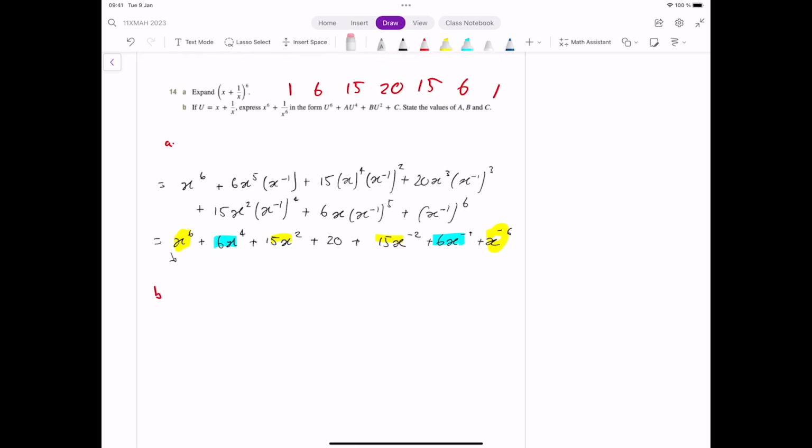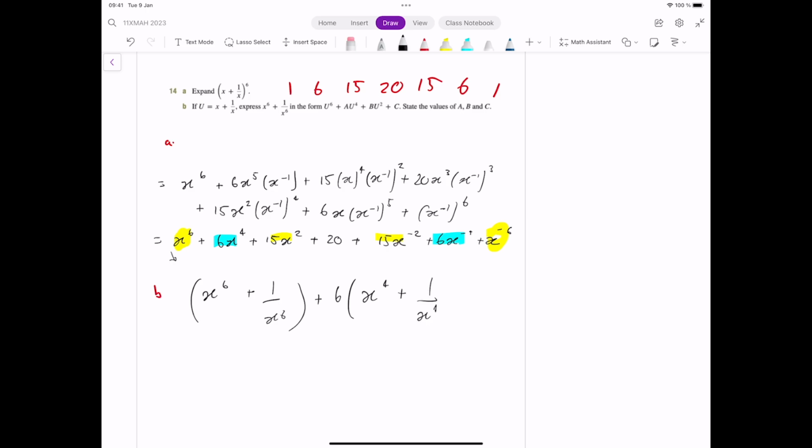So, to solve part B, we need to, first of all, realize the things I've done in yellow and blue. So we can see that we've got an x to the power of 6, and we've also got an x to the power of minus 6. So we're going to say x to the power of 6 plus 1 on x to the power of 6, plus we've got 6, and we've got x to the power of 4 plus 1 on x to the power of 4, plus 15, x squared plus 1 on x squared, plus 20. Okay, so that's just rewriting what we've already got.